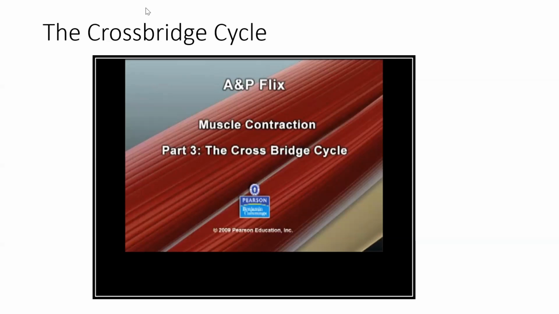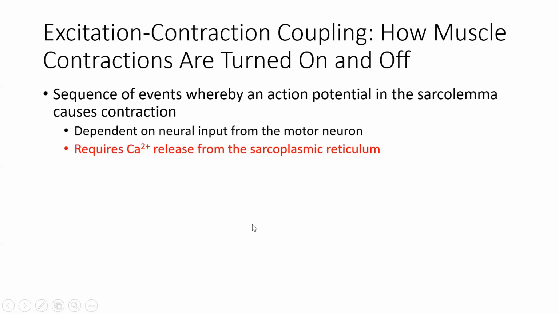Okay, so I don't see any questions popping up, so we're going to proceed right ahead. And here we're going to look at excitation-contraction coupling. So this is the second important process for muscle contraction. This is what regulates muscle contraction. This is what turns it on and turns it off.